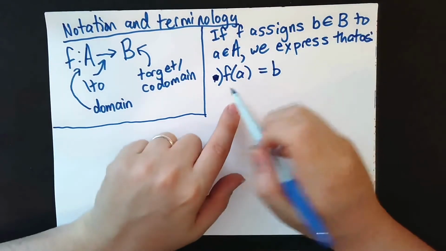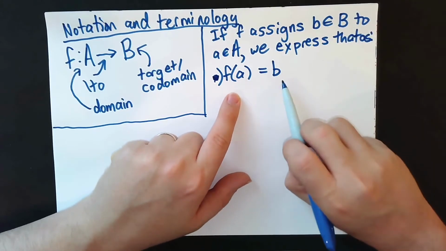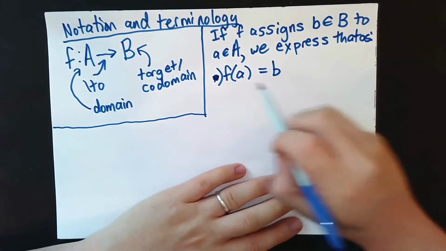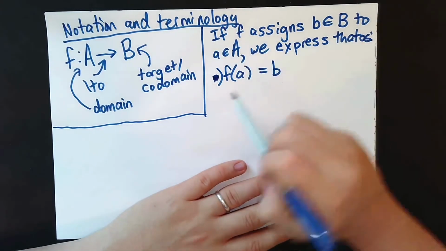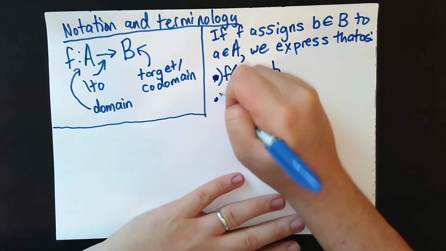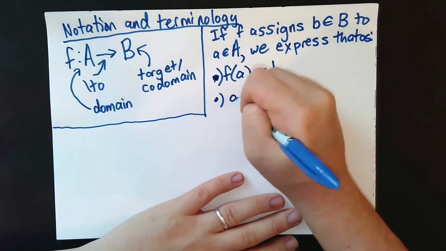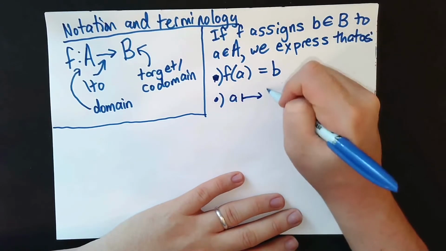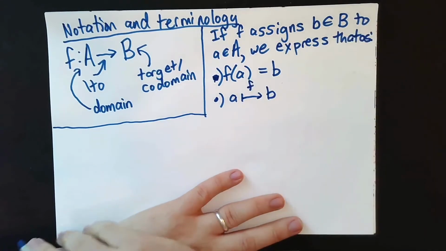And this should be very familiar. This is reading exactly how we would have done in something like a calculus class. So f of A equals B means that if you take the input A, then you get the output B. The less familiar way, but the one that you'll also see a lot, is this, which will read as A maps to B. Possibly with an F above the arrow, possibly not with an F above the arrow.